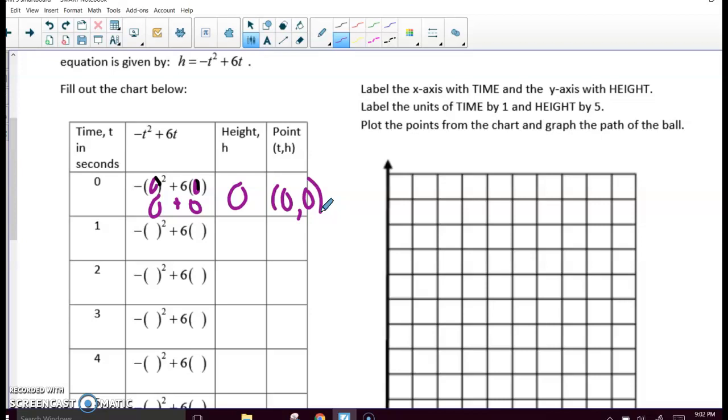It's in my hand. At 1 second, 1 squared is 1. The opposite of that would be negative 1. 6 times 1 is 6. Negative 1 plus 6 is 5. So at 1 second, the ball is 5 feet in the air. Please hit pause and complete the rest of the table.